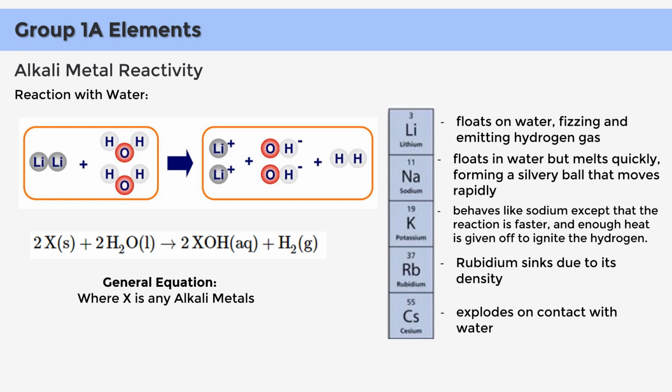Now, in the following descriptions, a very small portion of the metal is dropped into a large container of water. It shows that lithium floats in water, emitting hydrogen gas and forming a colorless solution of lithium hydroxide, and sodium melts quickly in water, forming a silvery ball. Potassium reacts faster than sodium, igniting the hydrogen. Rubidium sinks due to its density, forming a hydroxide solution and hydrogen. Cesium explodes in water, forming cesium hydroxide and hydrogen.